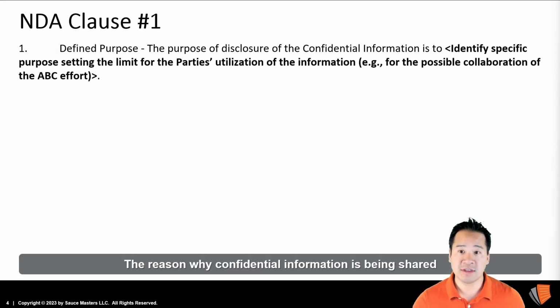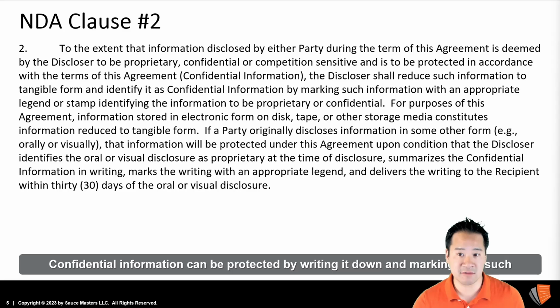The first clause that you'll see is the purpose. This really is why you're sharing confidential information. So it could be trying to collaborate on a project. It could be trying to design and launch a new product. That purpose is what you and somebody else ought to agree upon, the intent of the agreement. This second clause effectively means if you share information and it's confidential with another person, with another company, you can protect it by writing it down and marking it as confidential.